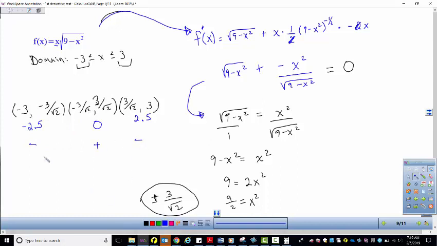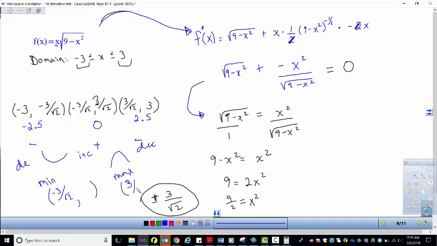And then you know that if you go from decreasing to increasing, there's a minimum at -3 over square root of 2. It's like -2.1 or something like that in your calculator. And then you went from increasing to decreasing, so there's a maximum at +3 over square root of 2.